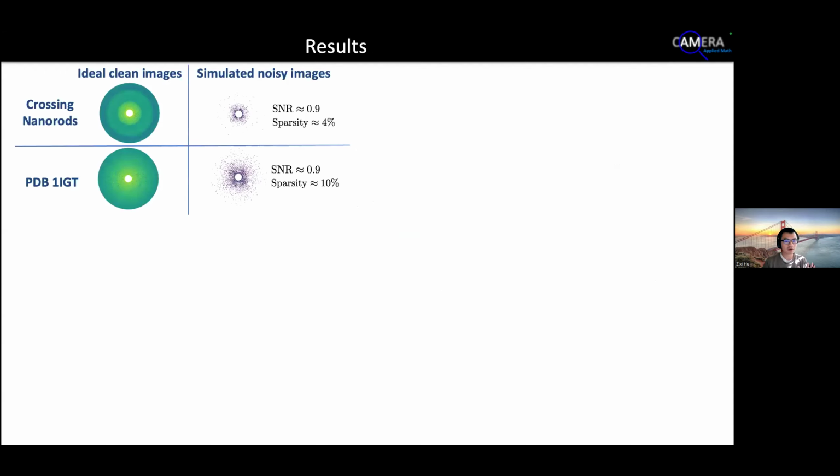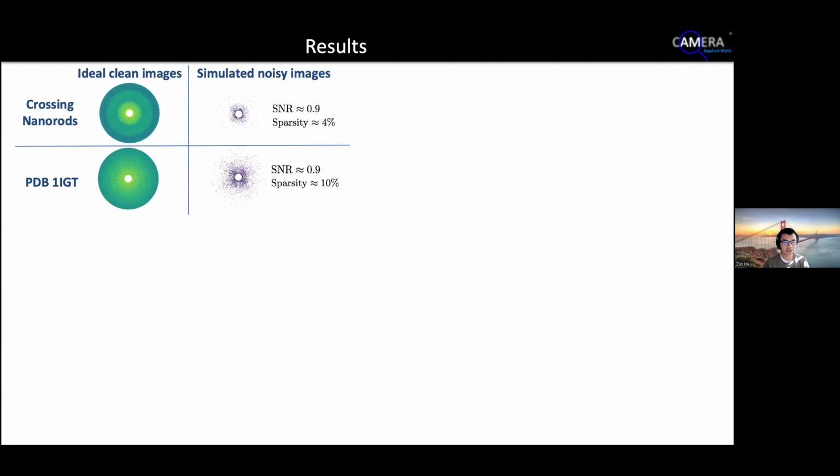Here I show the results of the numerical experiments. To test our algorithm, we used an XPCS simulation framework to simulate two particle systems. One contains particles consisting of crossing nanorods. So this system is more similar to the material science application scenario. In another system, we simulated particles using the PDB-1IGT structure. This represents the biological samples. The figures at the top left show some example images. At the left side, I show some ideal clean images.